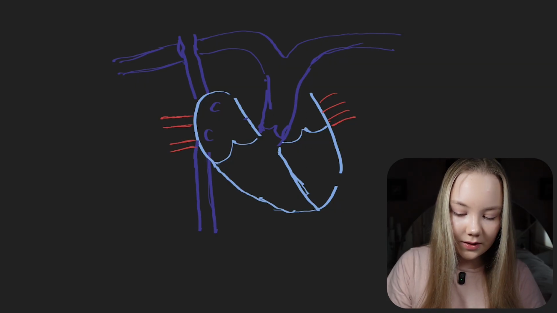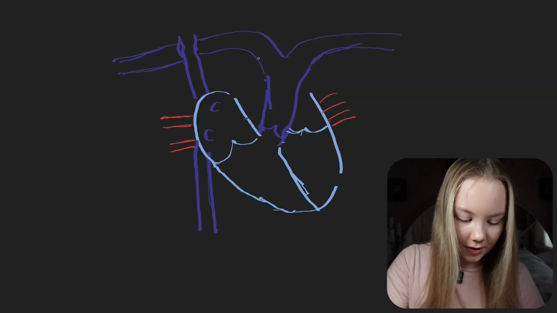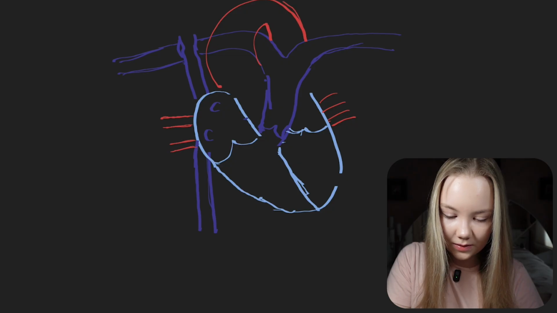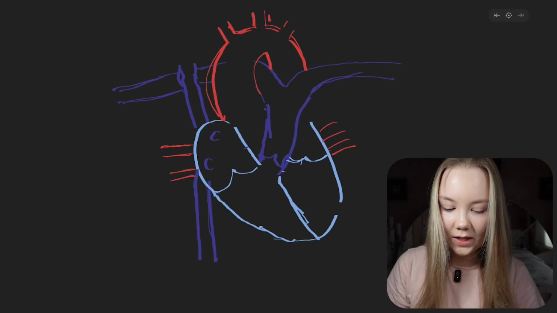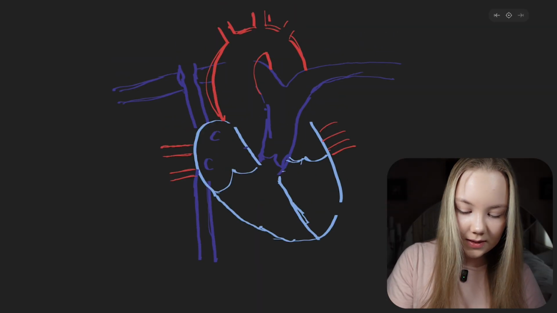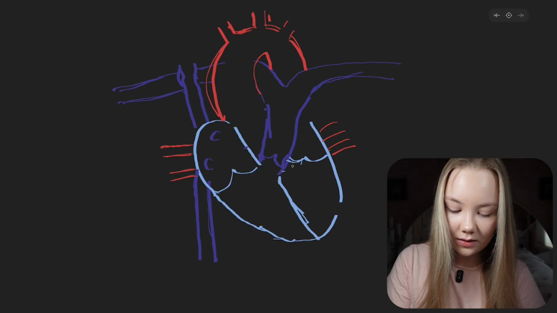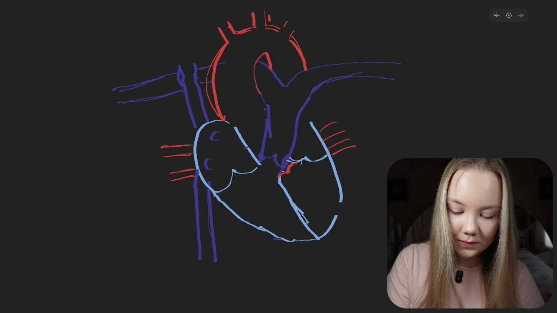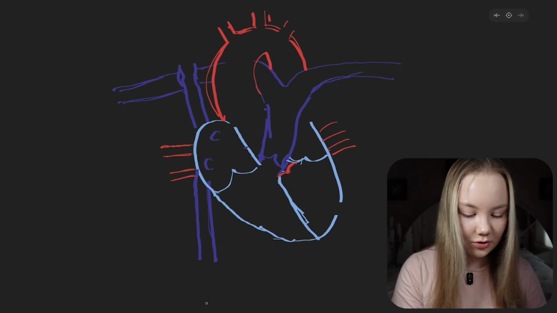Okay, and then as the blood goes into the left ventricle, it is then going to be pumped through the aorta, which is one of the main arteries in our body. It's going to carry oxygenated blood throughout the body. And then from the left ventricle to the aorta, it's going to be separated by what's called the aortic valve. We're going to start demonstrating the blood flow.